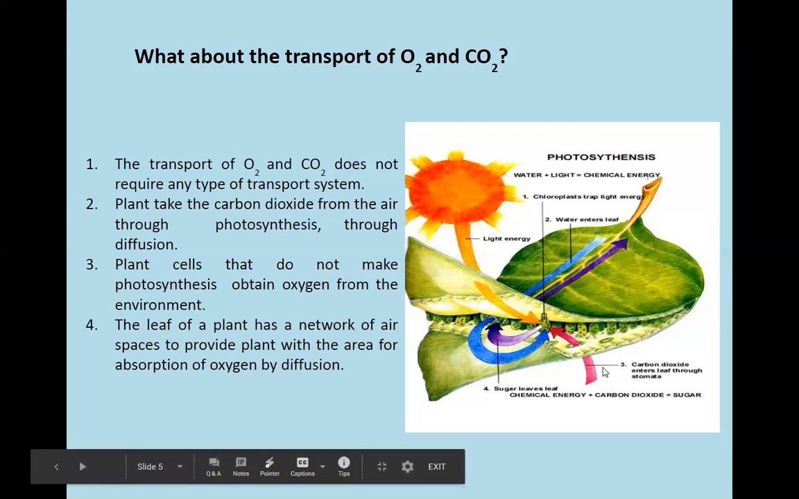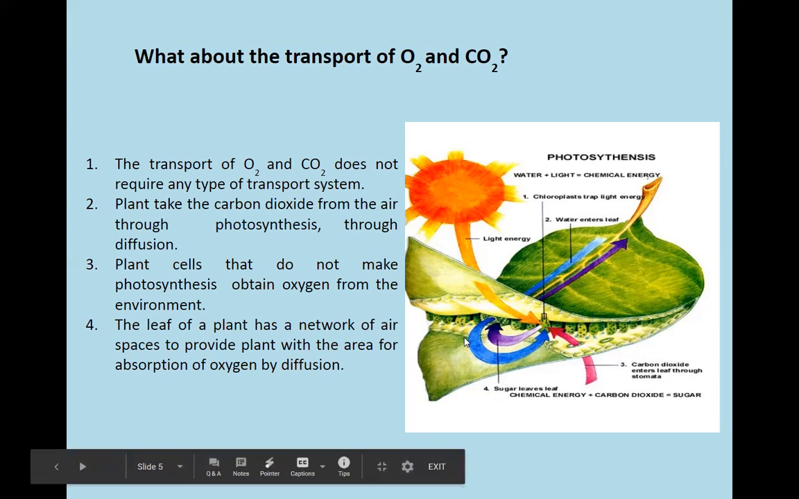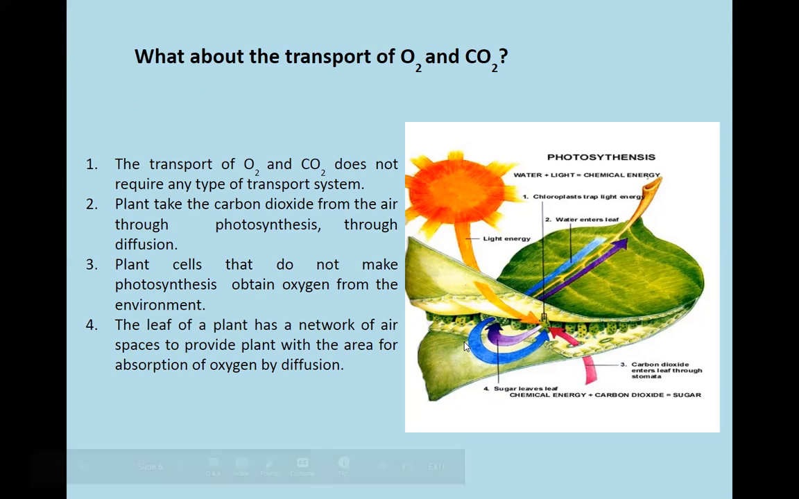And what about oxygen? All plants require a supply of oxygen for respiration. But cells have the ability to produce oxygen through photosynthesis, so they have enough oxygen for their needs because of this waste product of photosynthesis. But the cells which are not actively carrying out photosynthesis need to take oxygen from their environment.